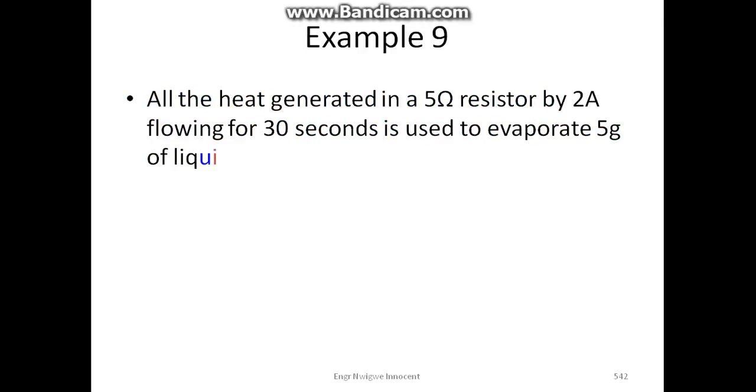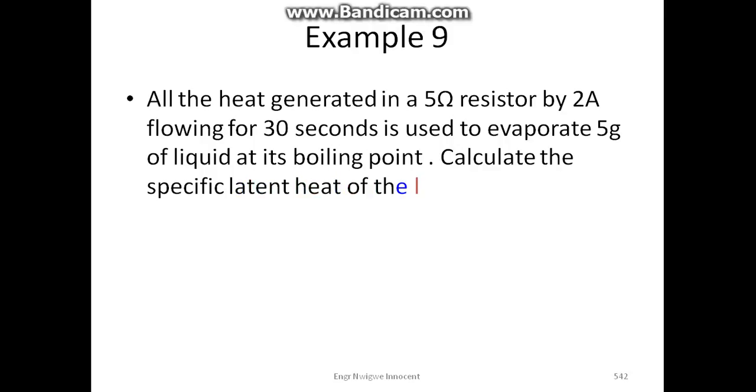Example 9. All the heat generated in a 5 ohm resistor by 2 amp flowing for 30 seconds is used to evaporate 5 grams of liquid at its boiling point. Calculate the specific latent heat of the liquid.